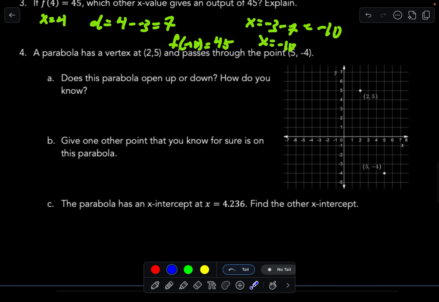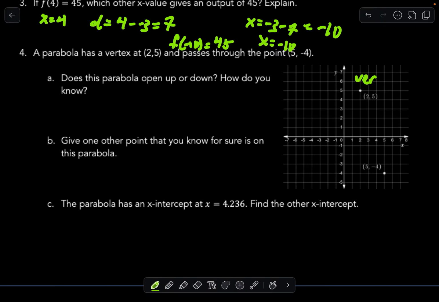So a parabola has a vertex at (2, 5) and passes through the point (5, -4). Does this parabola open up or down? Well, think about this. Here's (2, 5) right there, and that's the vertex. They tell you that. And then they give you another point down here. So the only way that the graph can get down to this point is if it opens down. So does this parabola open up or down?